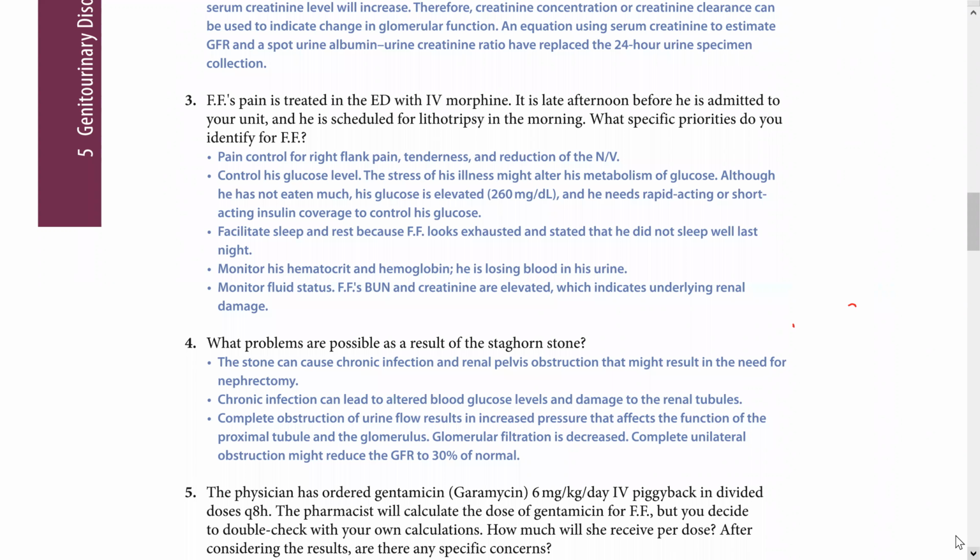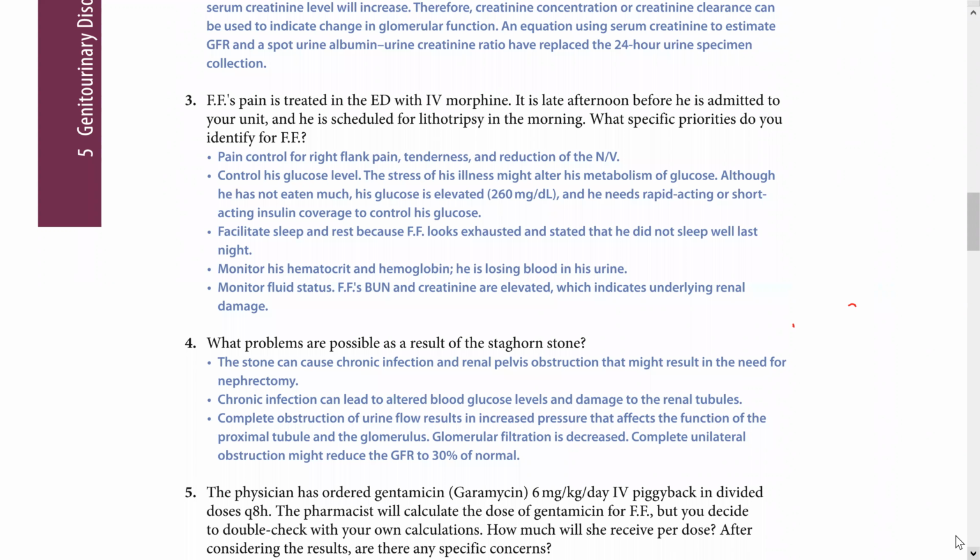The BUN and creatinine. Thanks, Ashley. So since we know that there's been some kidney dysfunction, should we be giving them the higher end of this dosage? We should be looking at the lower end. Okay, so because it's going to have difficulty clearing the kidneys.